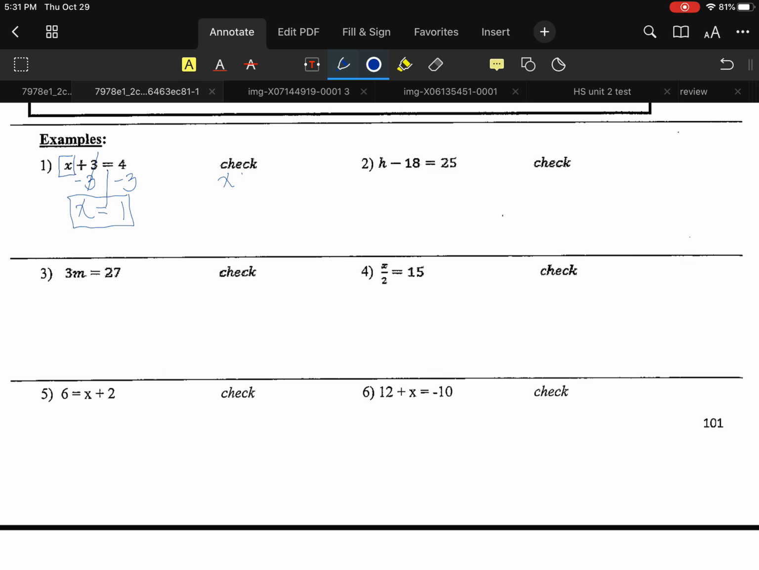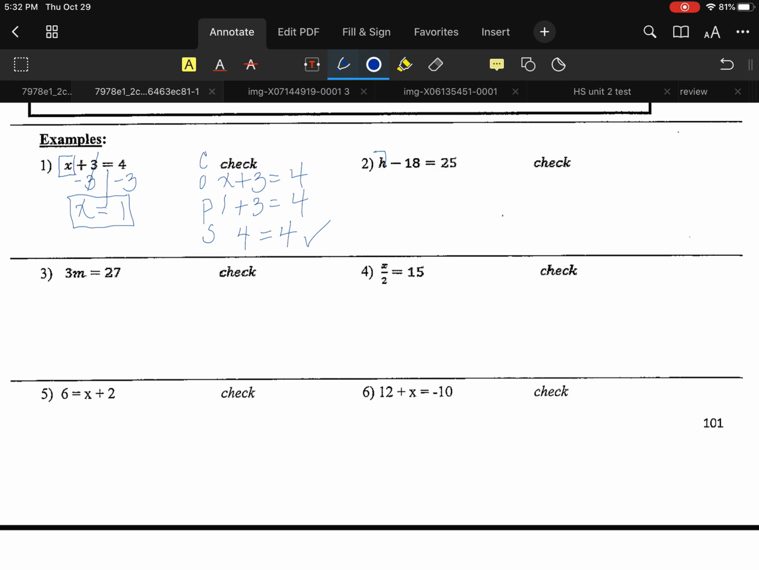Now we can check it. So I write down the original problem. I take my 1 that I got for x and I substitute it in for x. 1 plus 3 is 4, so that matches my 4 on the other side. So this checks. 4 equals 4. Some of you that have Mr. Berman might have done COPS or OPS. So C for check, then original problem, plug in and solve. If that's helpful to you, you can use that as well.